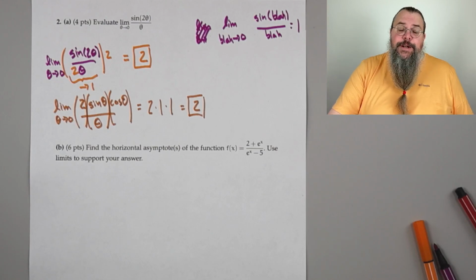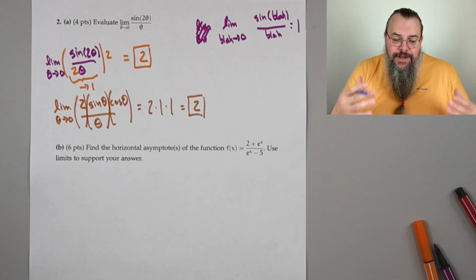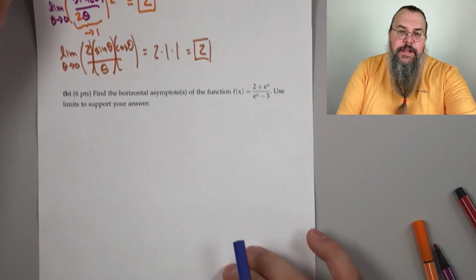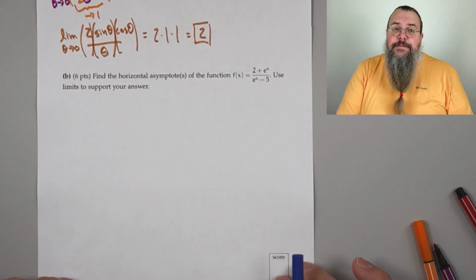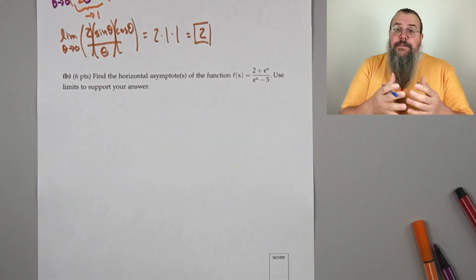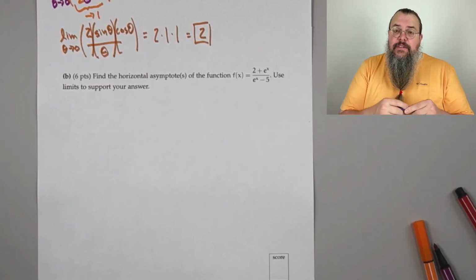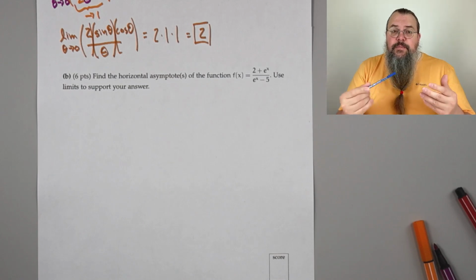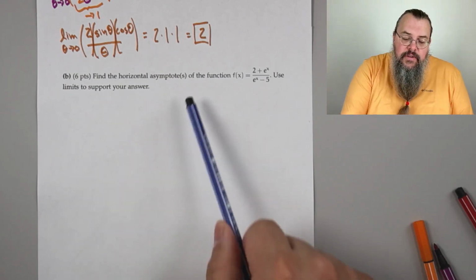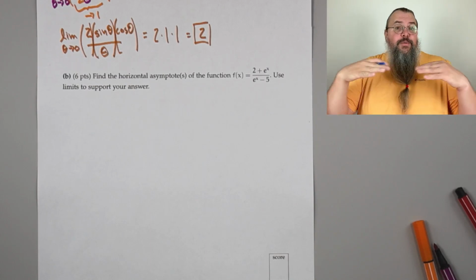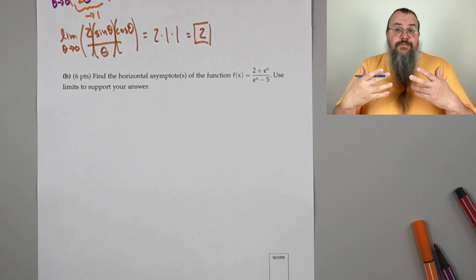All right, now for part B. They like multi-part problems on this test, don't they? That's all right. That just means there's more for us to love. Find the horizontal asymptotes of the function f of x is 2 plus e to the x over e to the x minus 5, and use limits to support your answer. Now you'll notice here it puts an s in parenthesis, meaning maybe there's 1 or maybe there's 2.